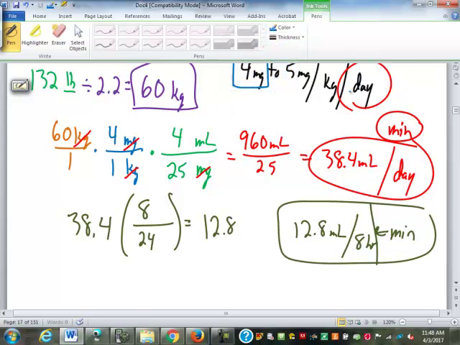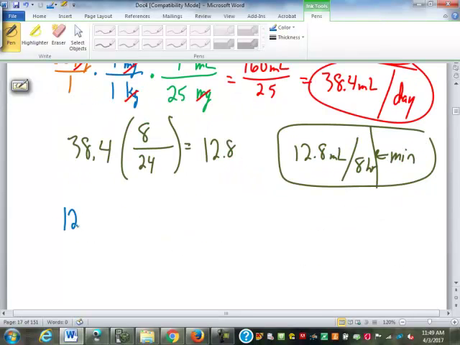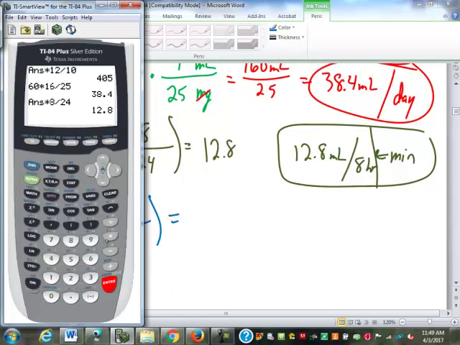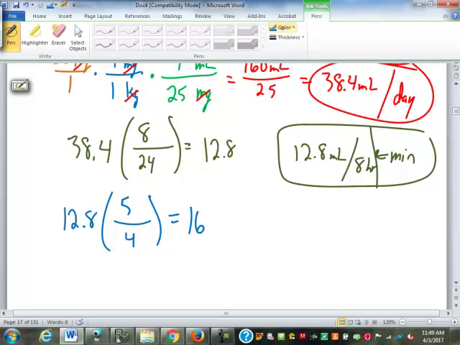To find the maximum, we use the 4. We now got to find out what it would have been for the 5. Again, we can use that titration. 12.8. We have the 4 on bottom. Oops, sorry, 4 on bottom. That's what we had used, and we're changing it to the 5. So 12.8 times 5 divided by 4. So that gives us 16 is the maximum. So that is 16 milliliters over 8 hours is the maximum dose.